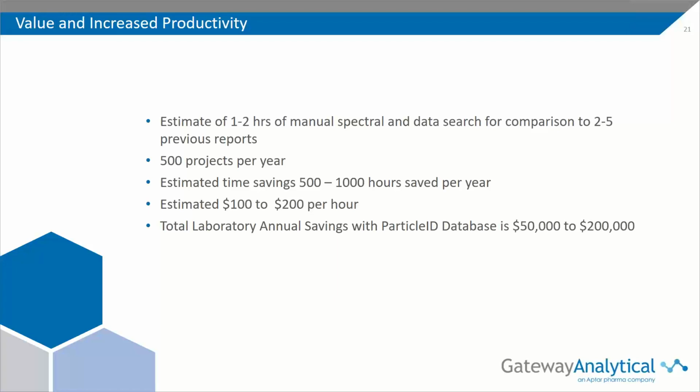If you just estimate $100 to $200 per hour with typical rates for an analytical testing laboratory, the total annual savings using the particle ID database can be as small as $50,000, but upwards of $250,000 potentially in time savings just by being able to put all of this information. And not just from a financial perspective, but also locking down our information into an environment that meets the data integrity standards that need to be met in a GMP environment, as well as in a CGMP compliant testing environment.